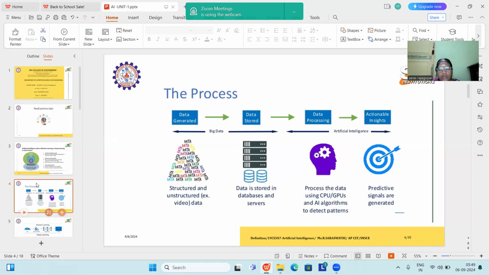The data will be processed by using a CPU and GPU and many different types of AI algorithms to detect the different types of patterns according to that input, and then predict the signals based on that input. The signals have to be generated.